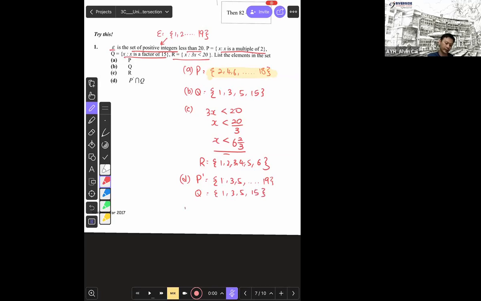So we want to find the intersection. That means we want to find the common elements. If we do a quick comparison, all the odd numbers are here, and 1, 3, 5, 15 is also inside here because 15 is also an odd number. So all these numbers are common. So we just list down 1, 3, 5, and 15. And this will be the answer. Okay, right, so this is for question number 1.